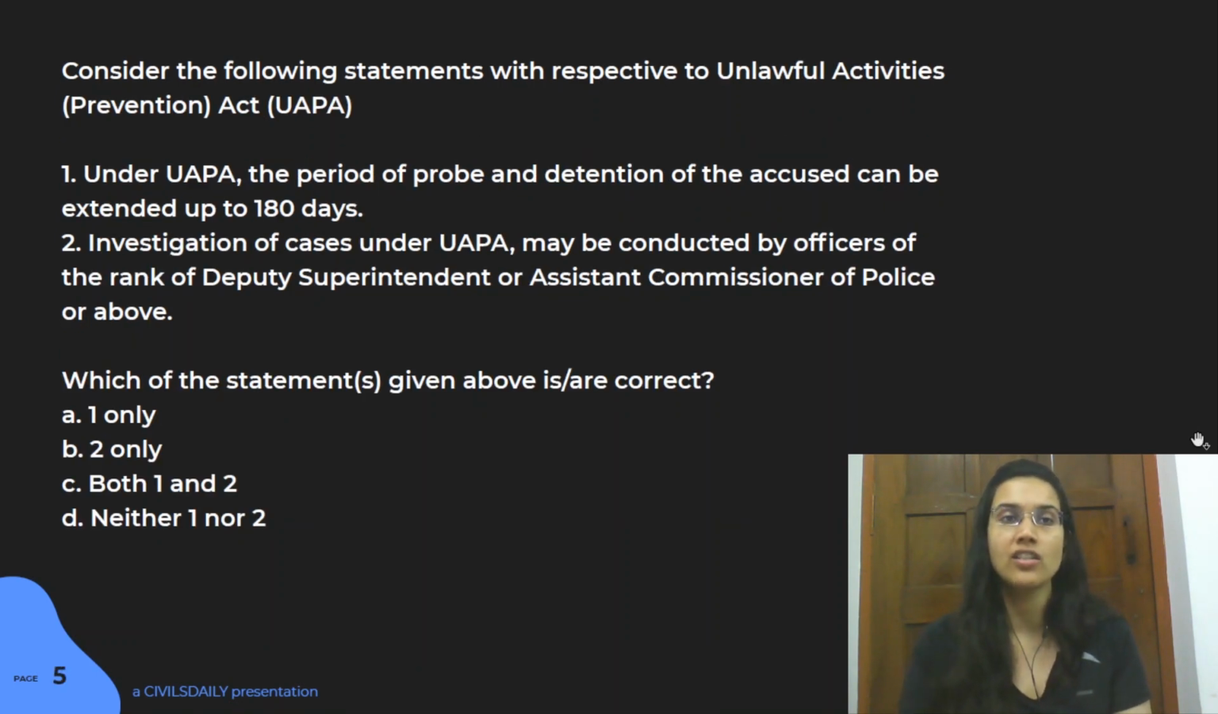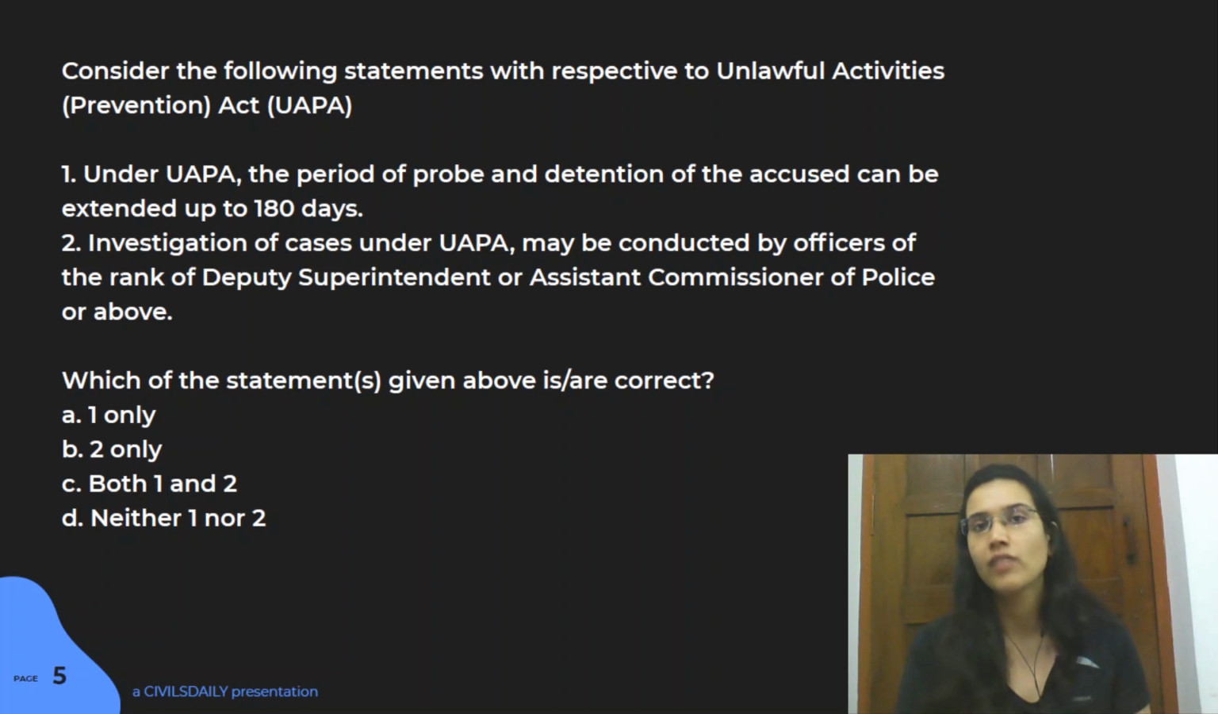Let's move on to the next question, which is the Unlawful Activities Prevention Act. Now, in 2019, an amendment to this act was made, and that is why it was a lot in the news. And recently an article came out regarding how there have been far fewer arrests under this particular act. When this act came out in 2019, one of the major concerns was that there would be a lot of misuse, and a lot of arrests made under this particular act.